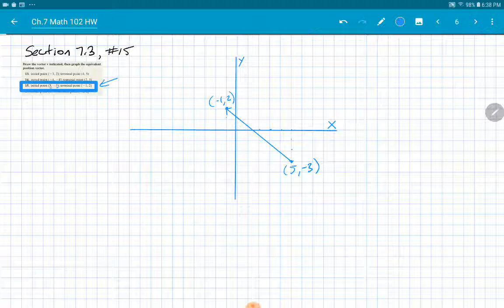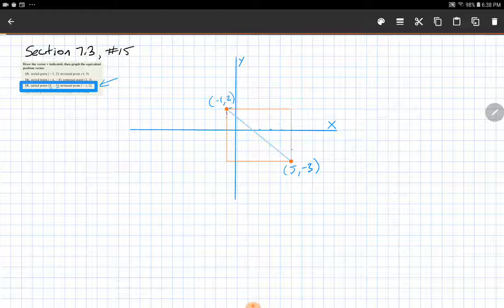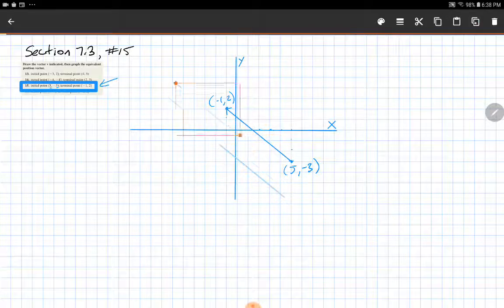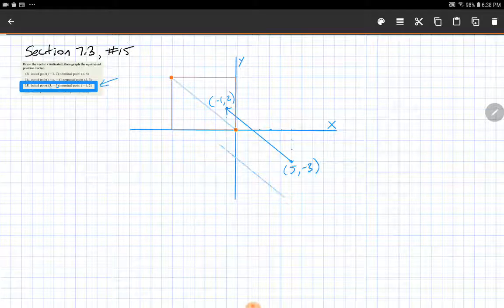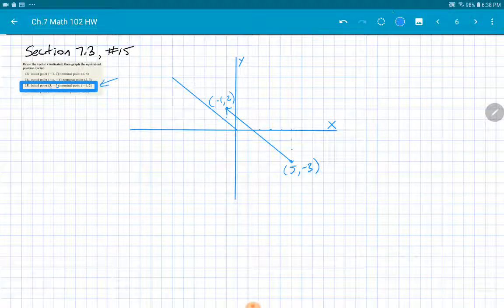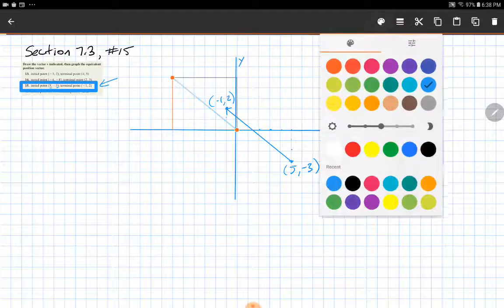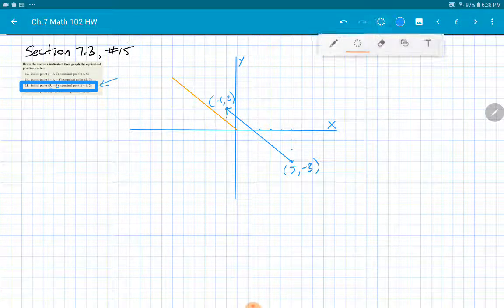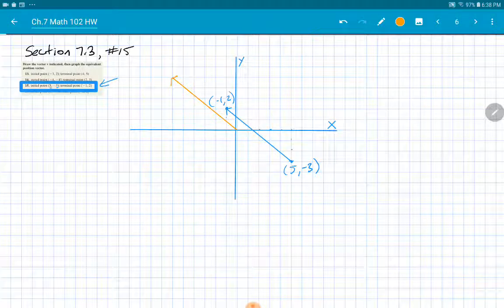Now the equivalent position vector means that I take this vector and move it so it starts at the origin. So that initial point is now at the origin. I'm actually going to change the color too so we can see that that is the position vector. So the distance, the length of the vector and the direction are the same, but it starts at the origin.